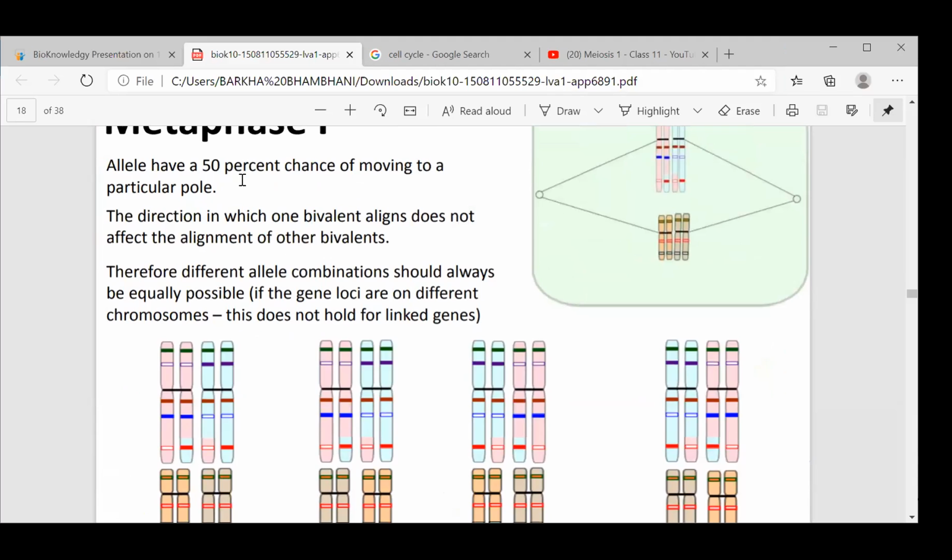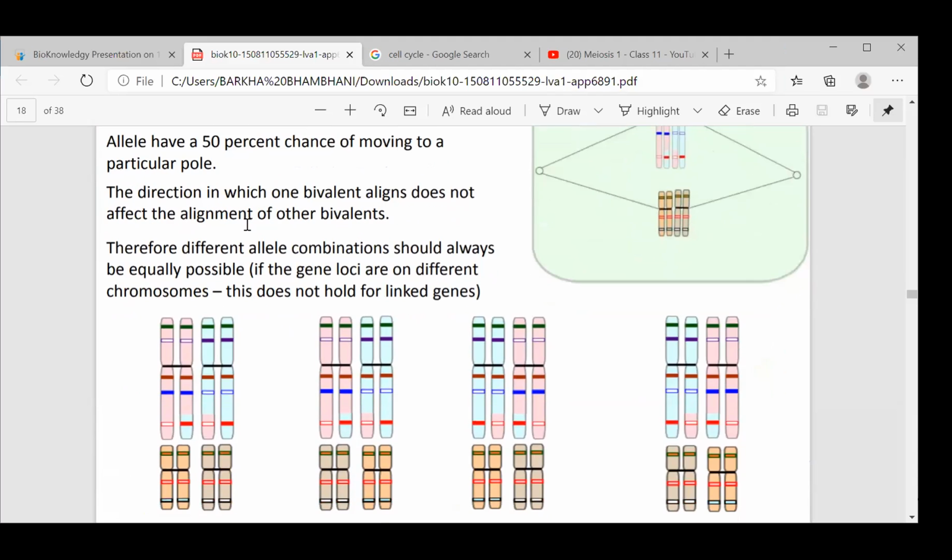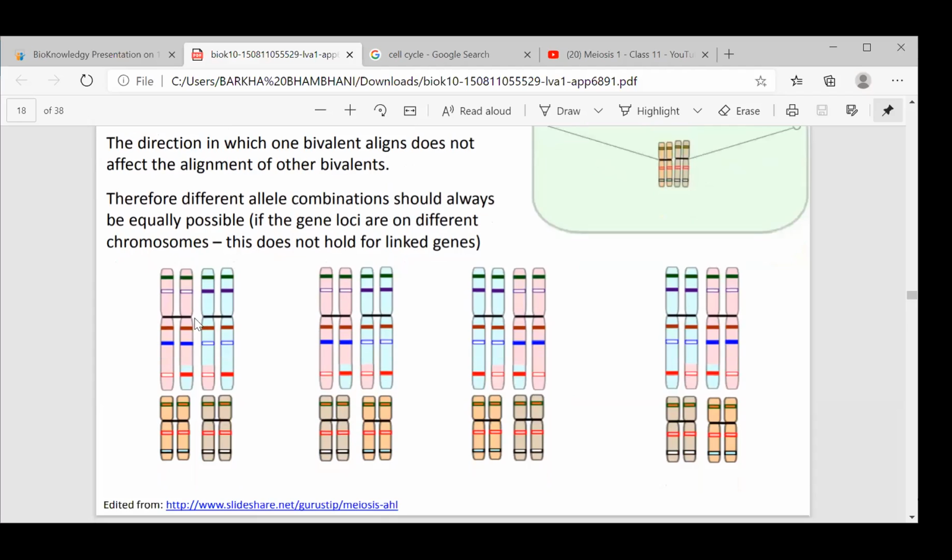So alleles have a 50% chance of moving to a particular pole. Now if you look at this one, there's something I was talking about in your previous slide, that there are different orientations, and because of that there is a random orientation, and because of that there would be many variations taking place. So different allele combinations should always be equally possible if the gene loci are on different chromosomes. This does not hold for the linked genes.